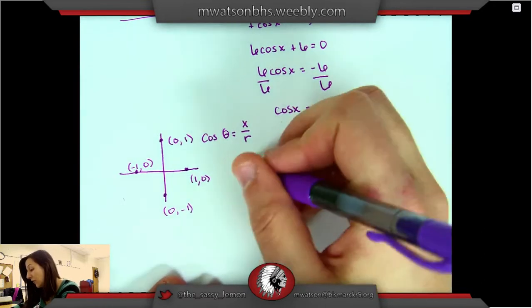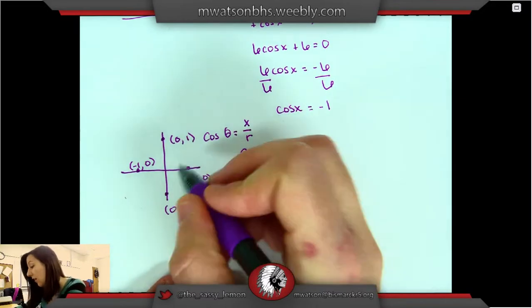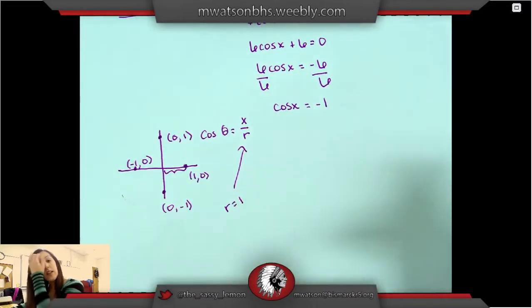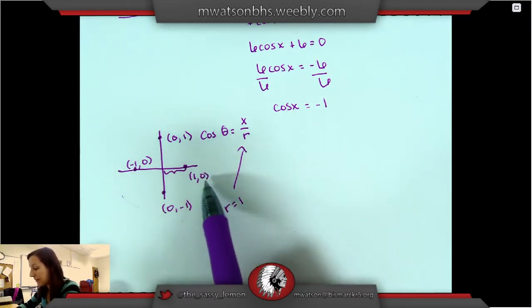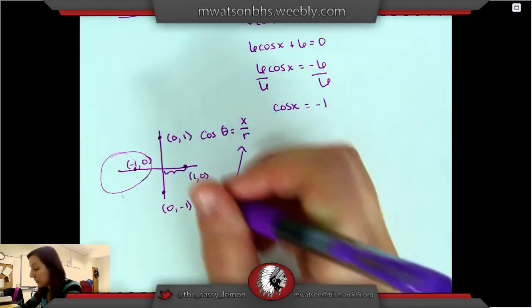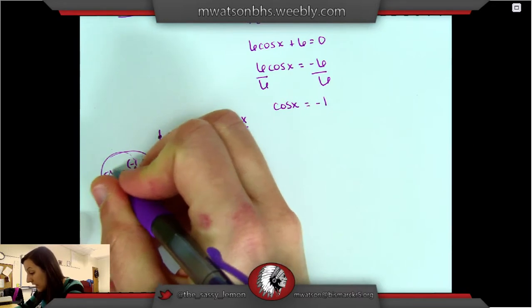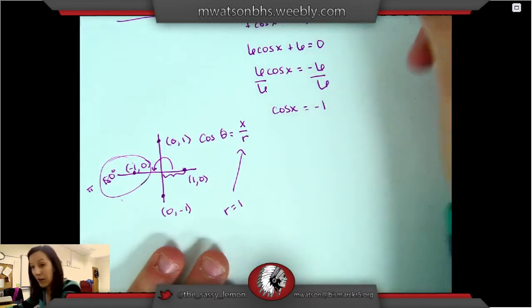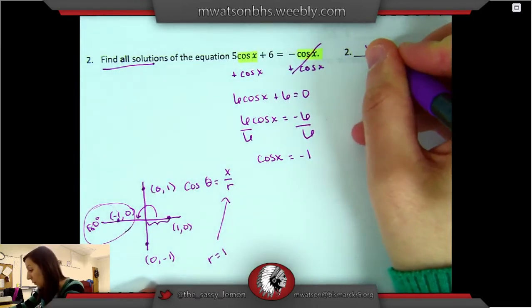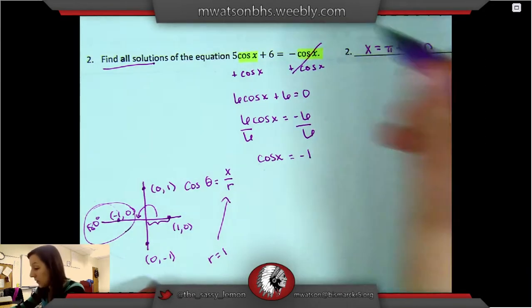Now, don't forget that r always equals 1 if your point is 1, because r is just the distance from the origin. So if you test that out, then you'll figure out that to get -1, you're going to use this angle, the angle that falls on the negative x-axis, which is going to be 180 degrees, or pi. So we can find the answer that way, and I'm just going to put it up here on the line. X equals pi plus 2 pi n, since we're doing all possible solutions.